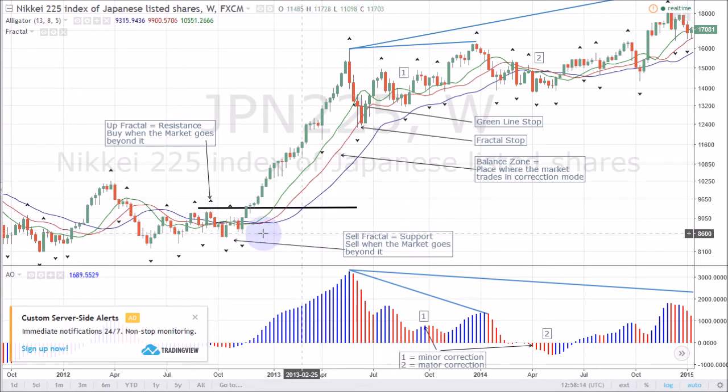The same is true for sell fractals. We have fractal areas down here. If the market goes below them, we sell. Stop is always on the other side of the fractal. So if you buy here, your stop is down here. If you sell here, your stop is up here.